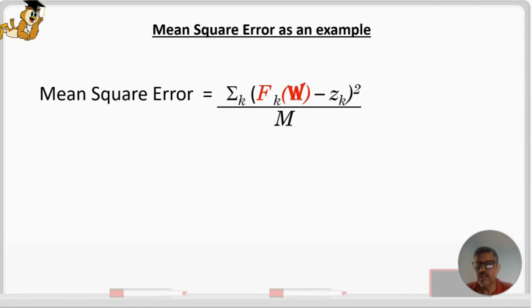Don't be intimidated by the formula or the annotation. All it's saying is that for an input point number k, this is the output returned by the model. This is what was observed in the training data. You take the square, so it's all positive. You add it over all the inputs. This is the summation over k, and divide by the total number of points. M is the total number of points in the training data. Right? This is your mean square error.